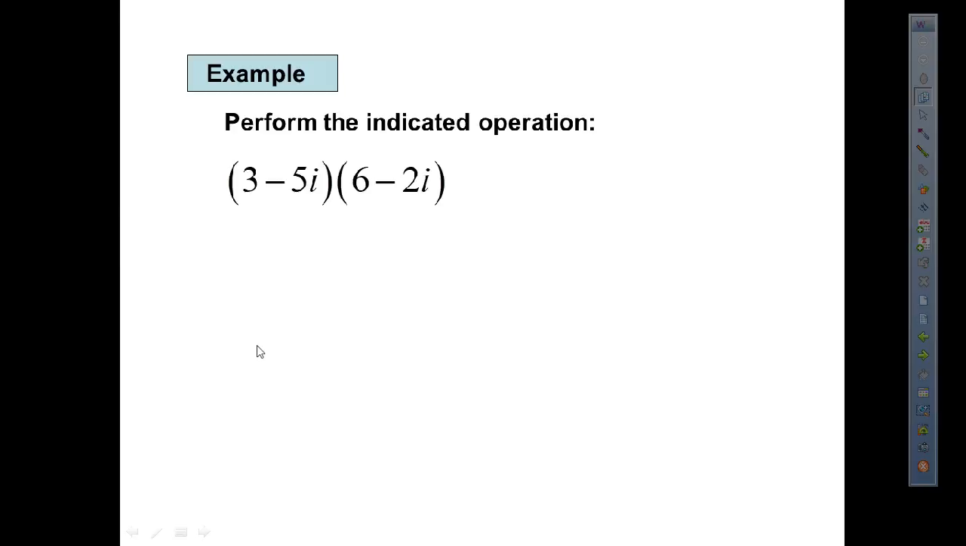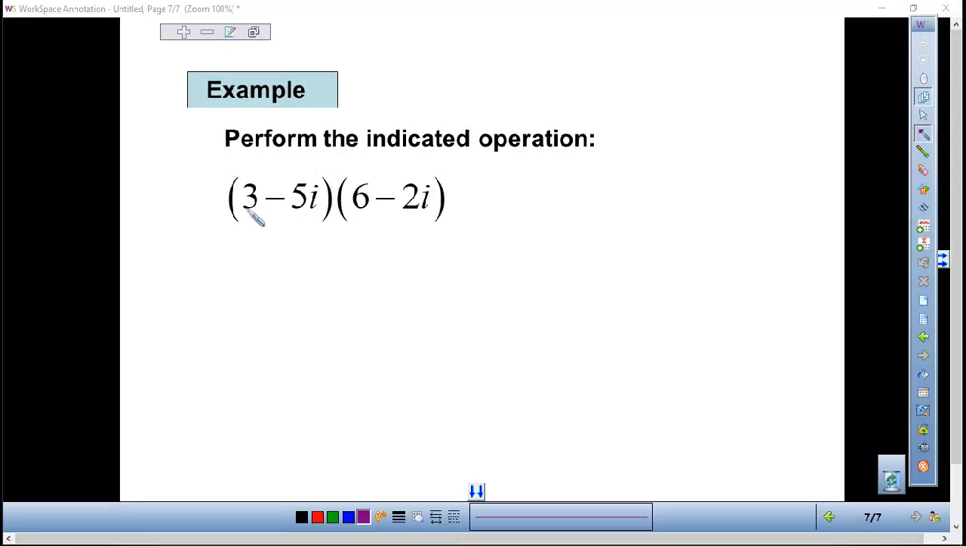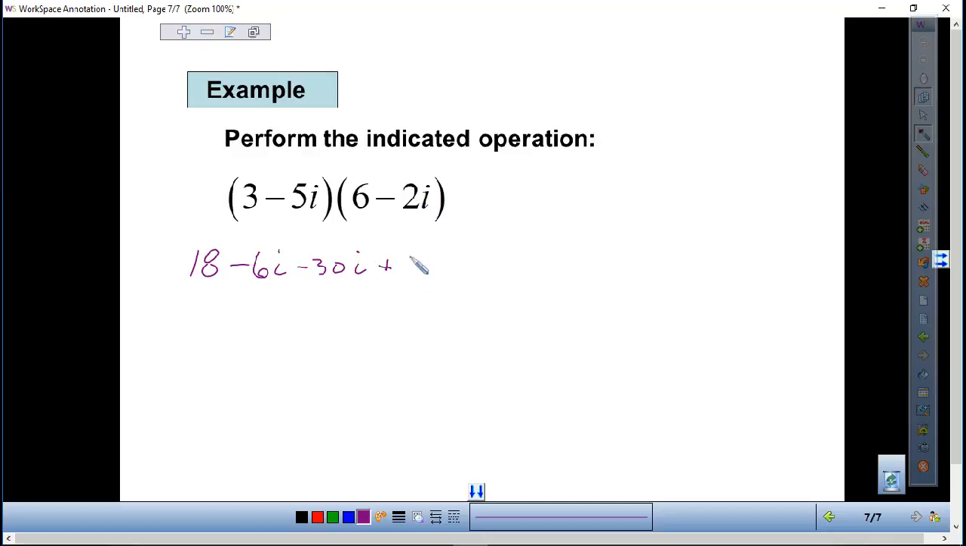Alright, so let's do one of these. So we've got 3 minus 5i times 6 minus 2i. So first, 18, outer, negative 6i, inner, negative 30i, and then last, plus 5i times 2i. It's plus because negative times a negative, and that's going to give me 10i squared.